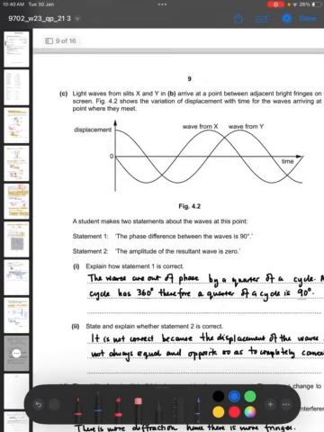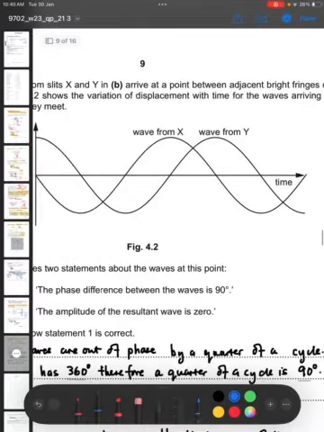A student makes two statements about the waves at this point. Statement 1, the first difference between the waves is 90 degrees. Statement 2, the amplitude of the resultant wave is 0. Explain how statement 1 is correct. Now, statement 1 is correct in the sense like this. How do I know that statement 1 is correct? Because of this.